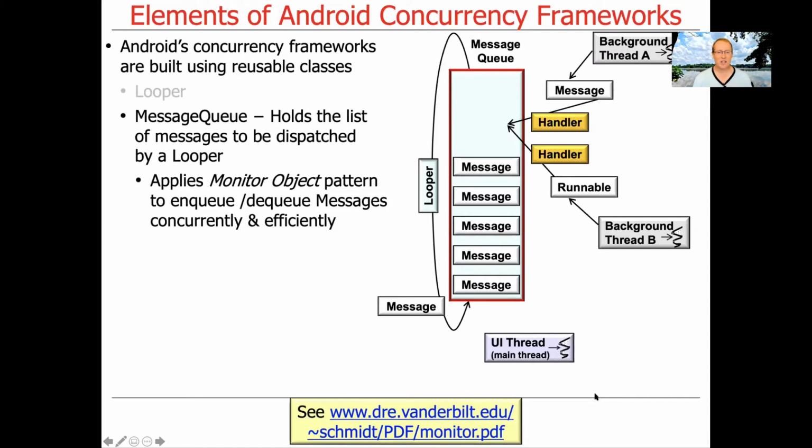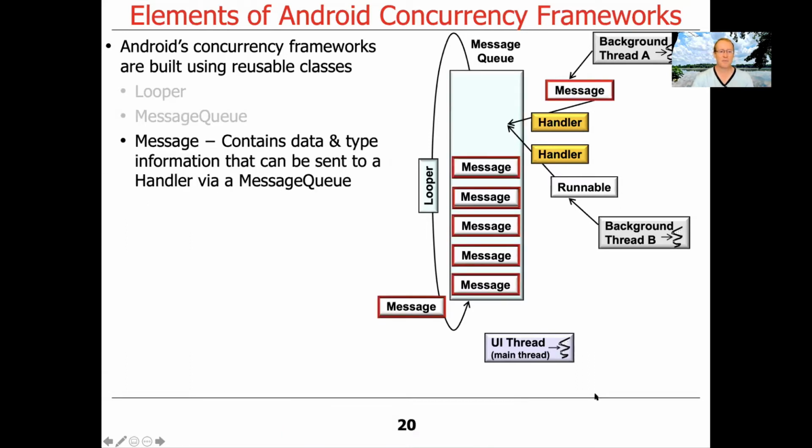Internally, this particular implementation applies the monitor object pattern to enqueue and dequeue messages concurrently and efficiently. We've talked about monitor object before. We're going to talk about it in a lot more detail here, and you're going to see how this particular queue is implemented under the hood using the monitor object pattern. You can read more about the monitor object pattern either in the POSA 2 book or at the link at the bottom of the slide.